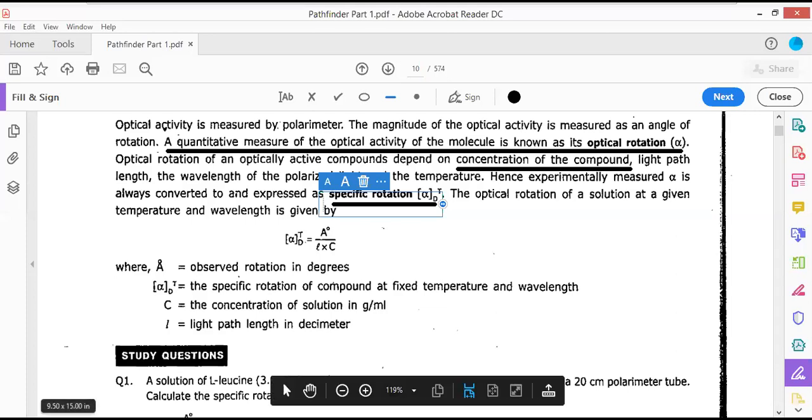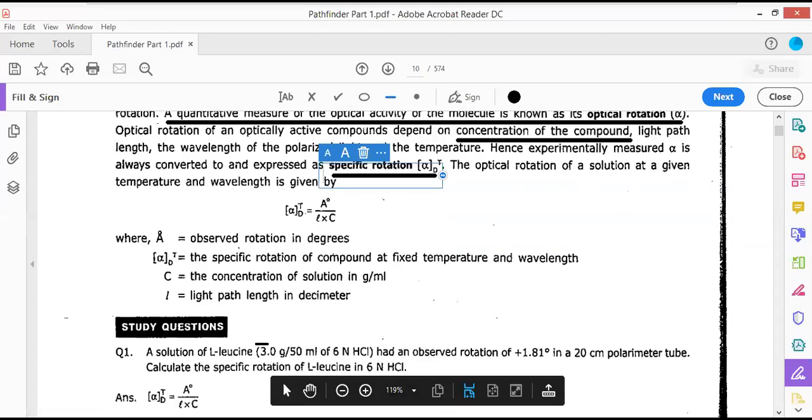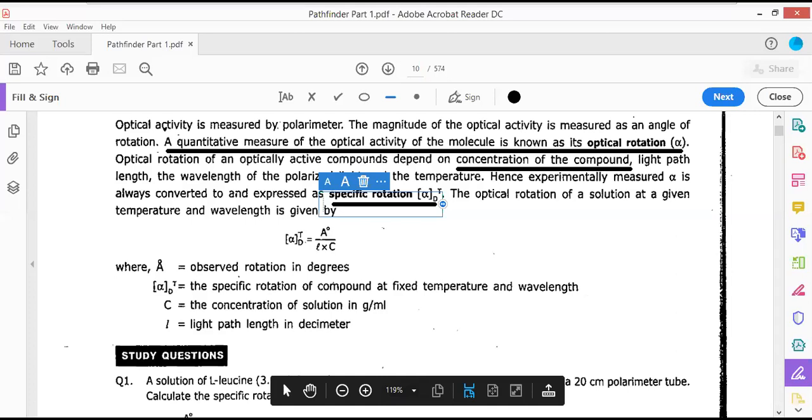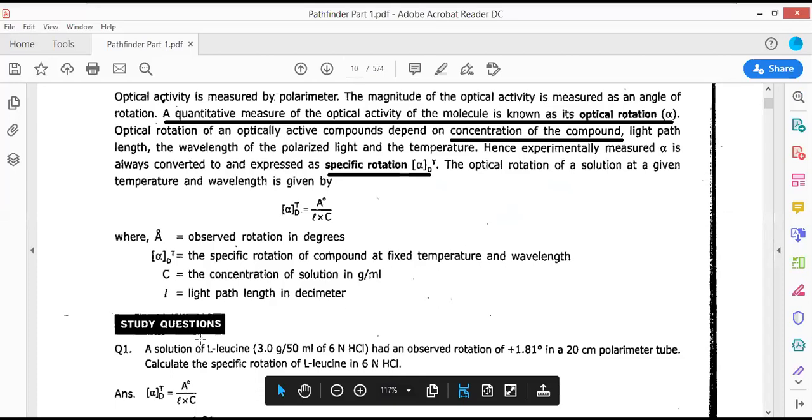See, there is a solution which is being given, and the solution has a concentration present within itself. Now, what is that concentration? The concentration is 3 gram per 50 ml of 6N HCl. There is 6 normal HCl, and there is 3 gram of a substance taken in 50 ml. Can you calculate the concentration in gram per ml?